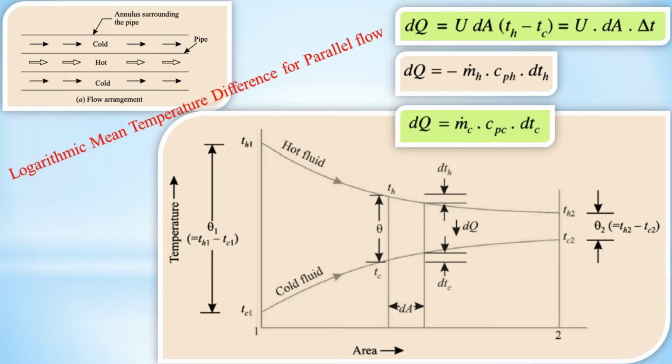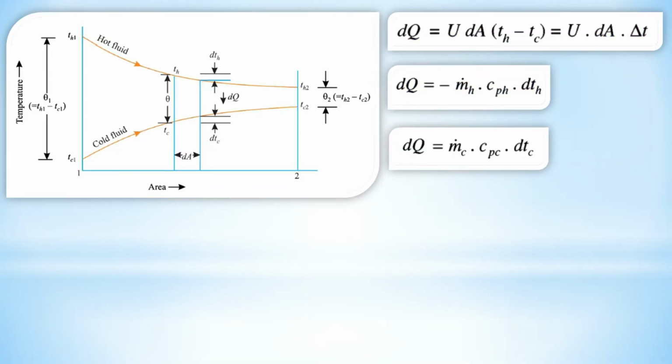Throughout the derivation we are using these three equations of heat transfer. The first one is for the overall heat transfer coefficient, the second one is for hot fluid, and the third one is for cold fluid. For hot fluid we are considering a negative sign because hot fluid will reject the heat and the cold fluid will receive the heat. In the direction of the length of the heat exchanger, the cold fluid temperature will increase and the hot fluid temperature will decrease. We have already derived this equation in the previous slide.